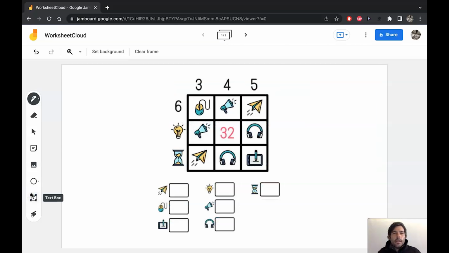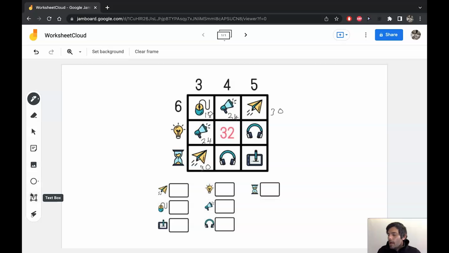Right, so our first calculation that we should do is 6 times 3, because that's going to give me 18 for the mouse. Okay, then 6 times 4 is going to give me 24 for the megaphone. And then 6 times 5 is going to give me 30 for the paper aeroplane. So I could put 24 in and 30 in where they need to go.